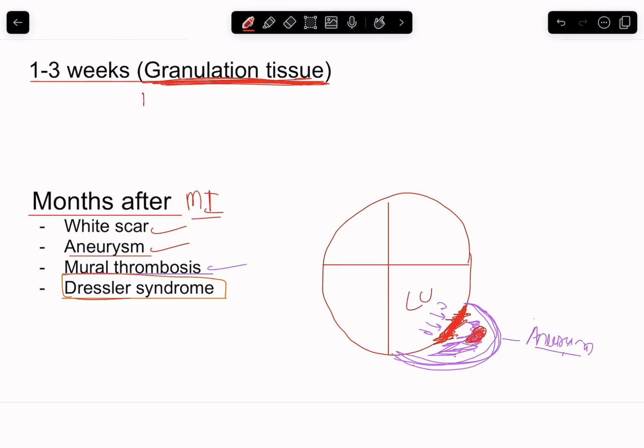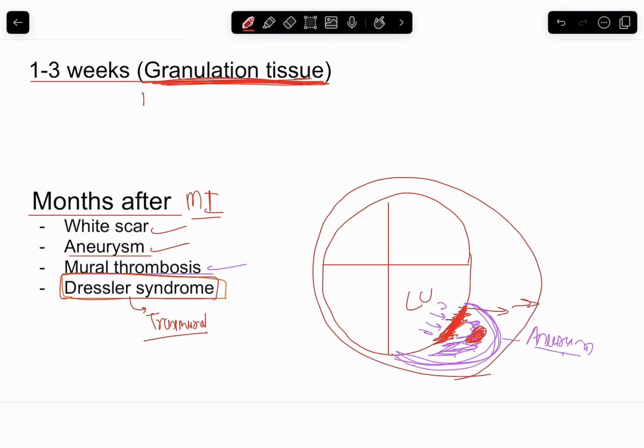One last complication that you can see after that is Dressler syndrome. So Dressler syndrome also needs a transmural inflammation in order to occur. So the logic behind it is that whenever there is transmural inflammation that extends to the pericardium, the pericardial antigens can be taken up by your immune cells and presented to the immune system. And the immune system, after months, after processing the antigen, can produce antibodies against the pericardium, and that can lead to inflammation. Basically your body is attacking your heart, is what Dressler syndrome is all about.